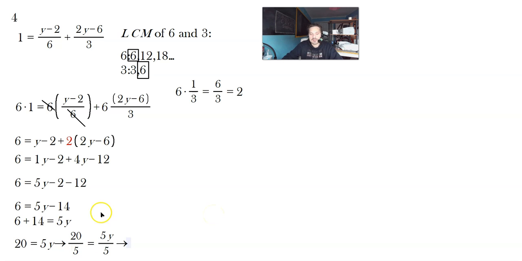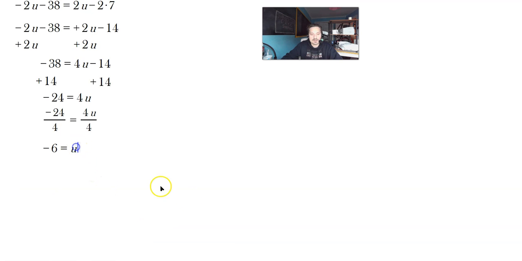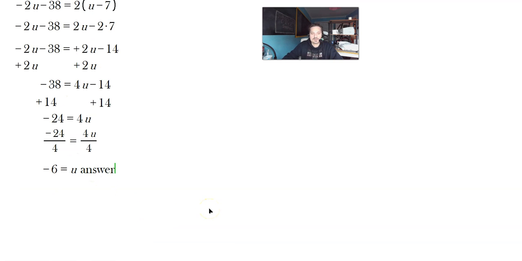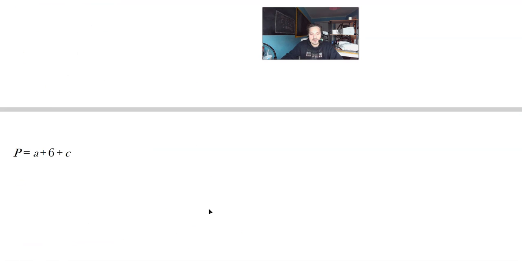Then you clean this up. So 20 divided by 5 is 4. 5y divided by 5 is 1y, or just y in other words. So y equals 4. This here is the answer to the equation. Just like up here, I want to be clear, right? U equals 6. This was the answer to the equation. U equals negative 6. Let's move on.